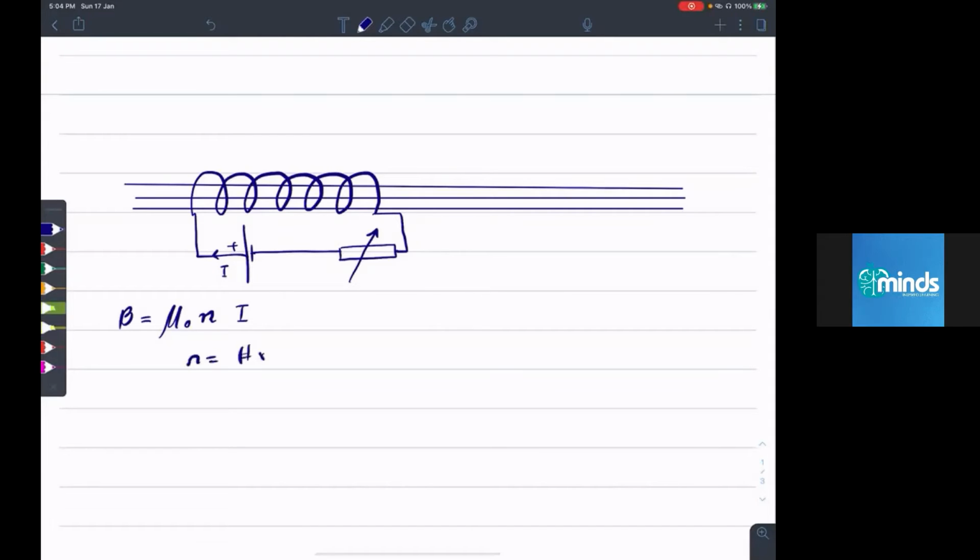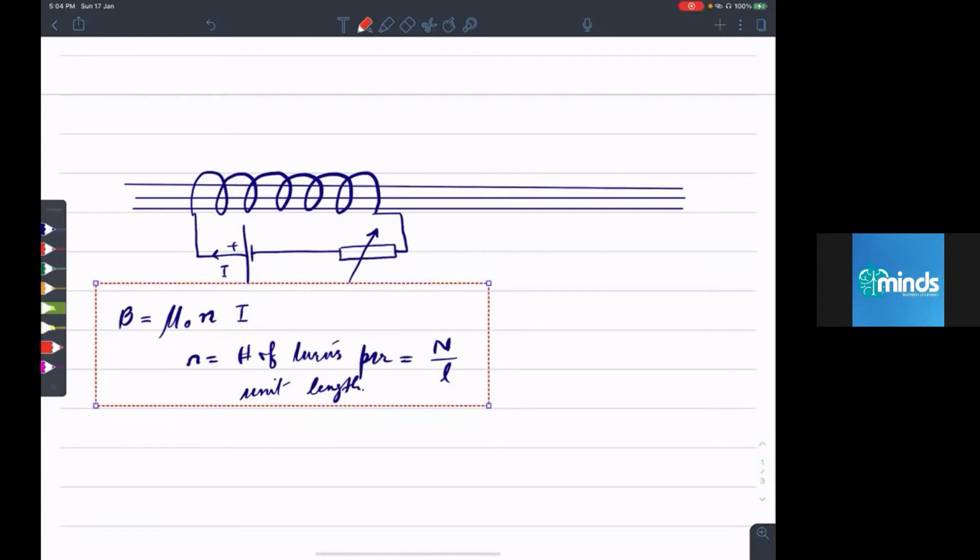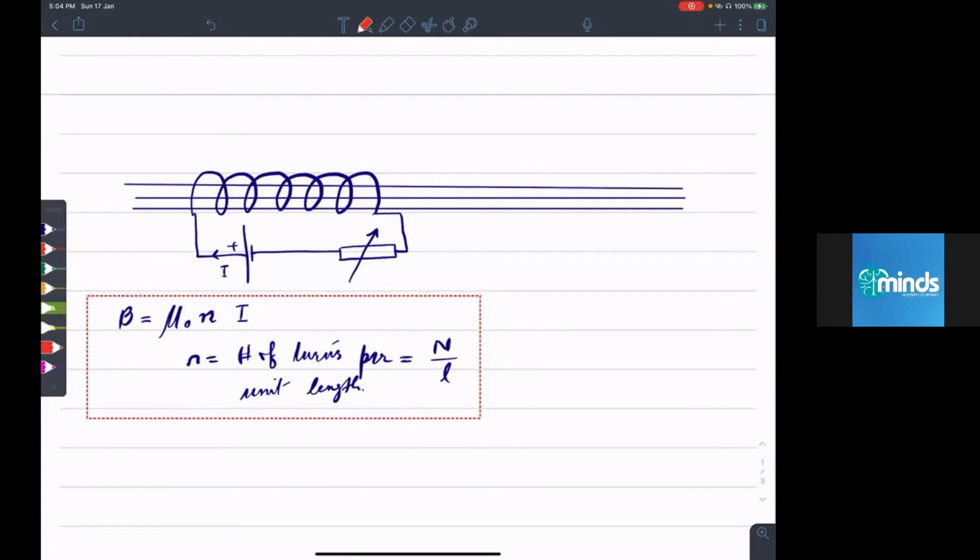N means number of turns per unit length. And how will you calculate it? Just calculate the total number of turns and divide it by the length of the solenoid. Now this whole blue thing is just for your general knowledge, so let me block it so that you can remember. And now come back to the topic.